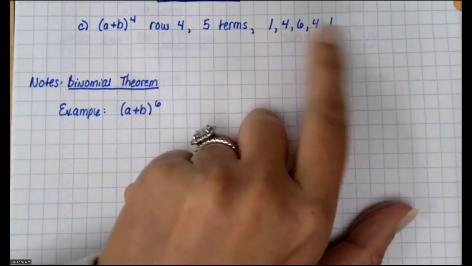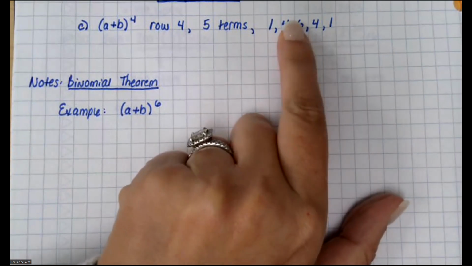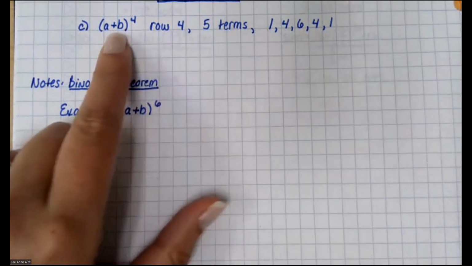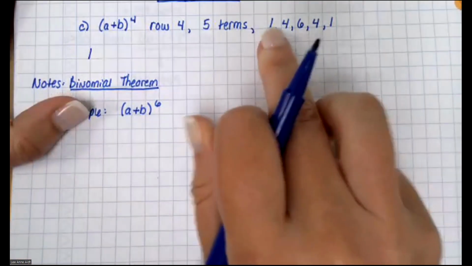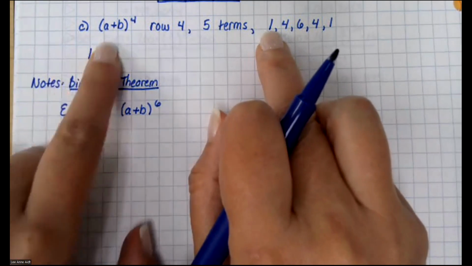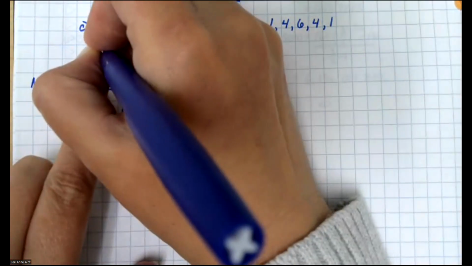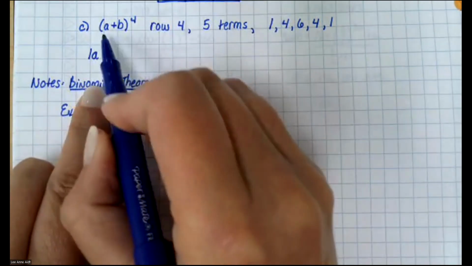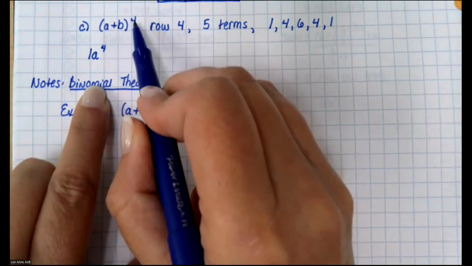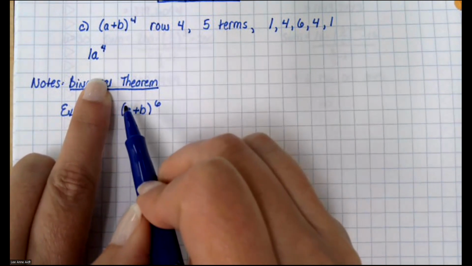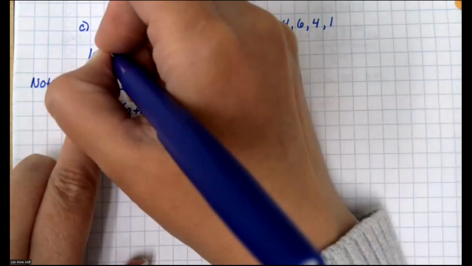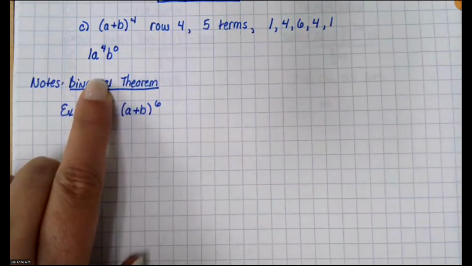We know what the numbers in front are going to be. What happens to the letters? Okay, first you start with the 1. So you start with the first one. You take a to the full power. So what I mean by that is a to the total power of 4, and then b to the 0.